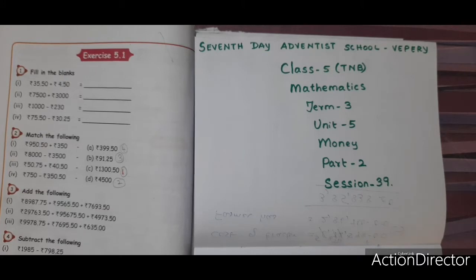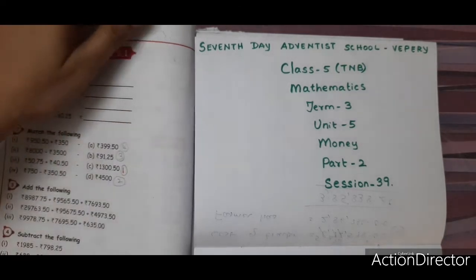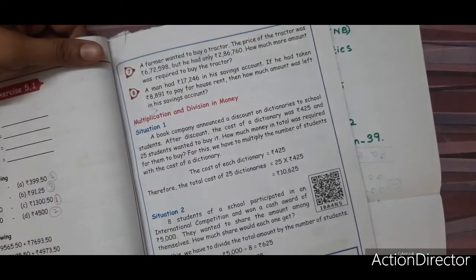Okay, children. Today we are going to continue with Unit 5, Money. Last class we started with addition and subtraction. Now we will add and subtract in rupees and paise. It was very easy, also like a normal addition. Now we are going to see how we will do multiplication and division. Multiplication is similar to normal multiplication only.